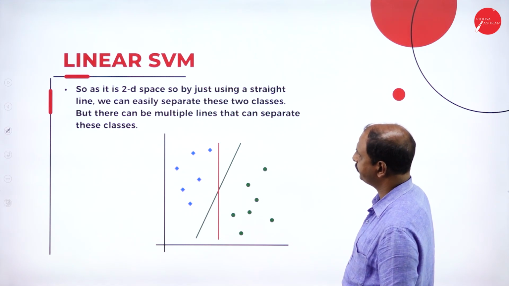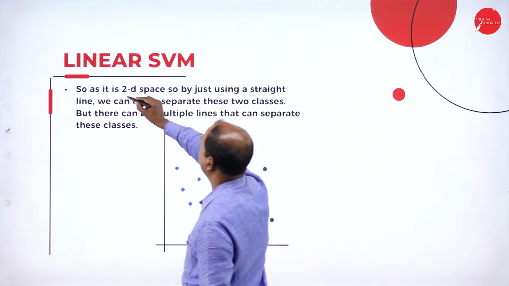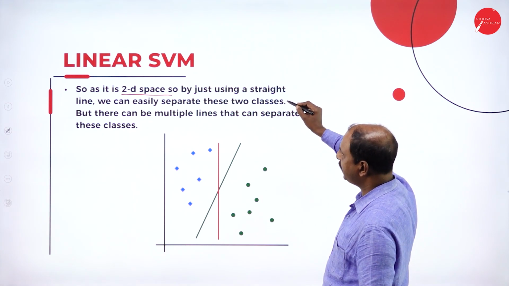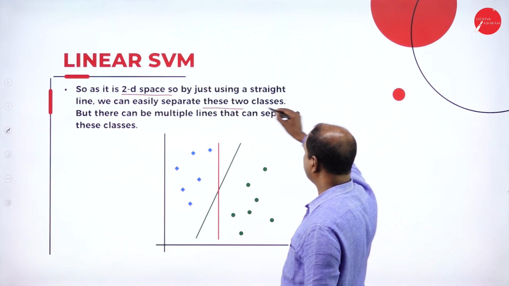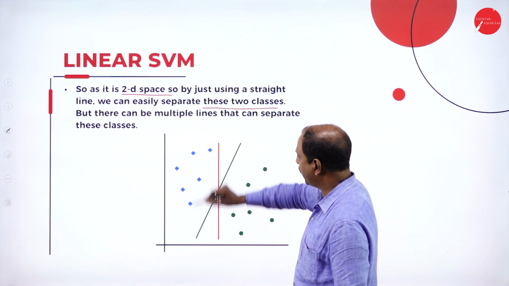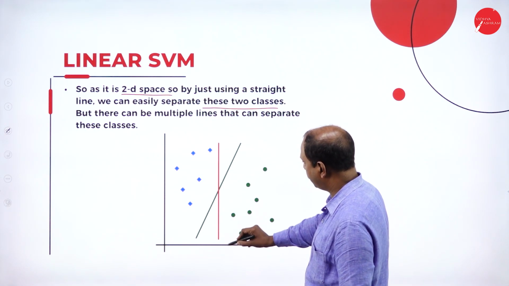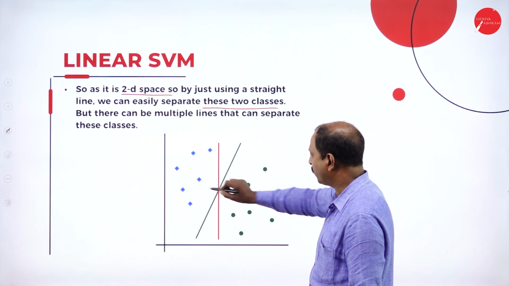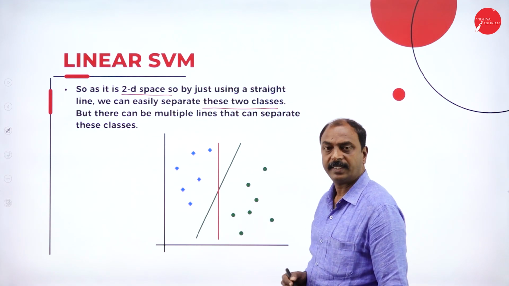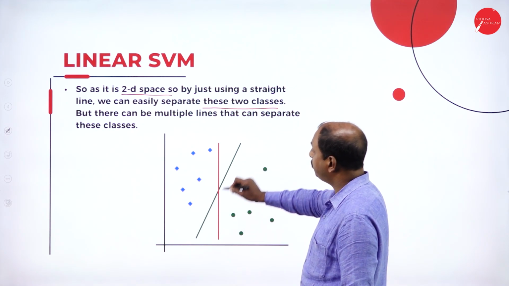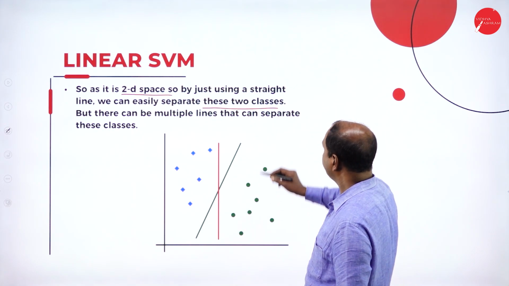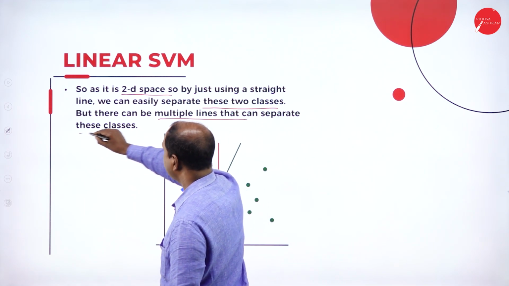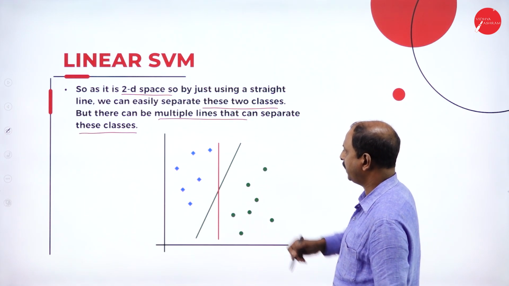In the next slide, it is a two-dimensional space, as I told you in the previous slide. Using a straight line, we can separate these two classes. This is simple. If you look at the diagram here, we can draw a line like this or like this. It is possible for us to separate two different classes with one or multiple lines. But there can be multiple lines that can separate these classes, as you can see in the example.